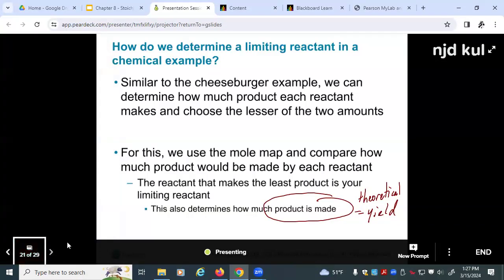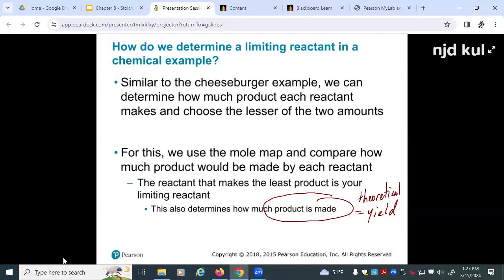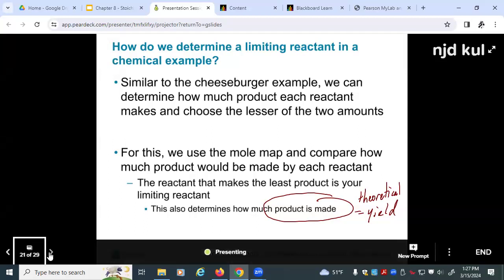So let's take a look at a couple of examples of some limiting reactant problems that you might see in the homework over the weekend or on next week's quiz. And we'll take it from there.